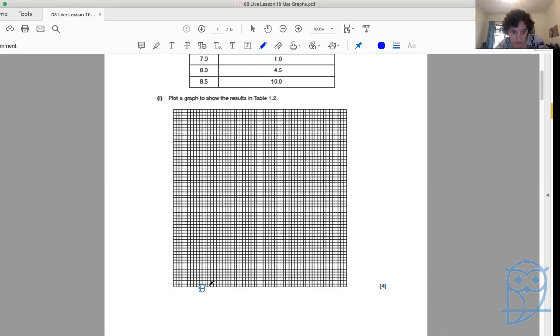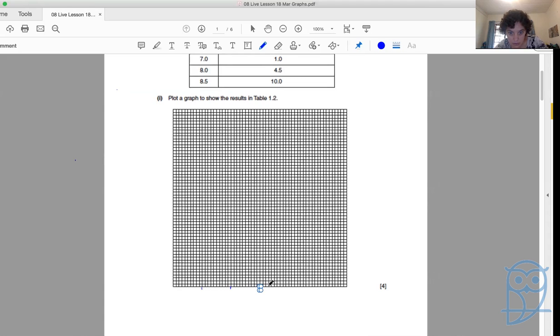1, 2, sorry, okay. 1, 2, 3, 4, 5, 6, 7, 8, 9, 10. Yeah, and this is a bit of a slog, okay? But the thing is that it's worth doing this because then everything's accurate and you're going to get all 4 of those marks. So 1, 2, 3, 4, 5, 6, 7, 8, 9, 10.